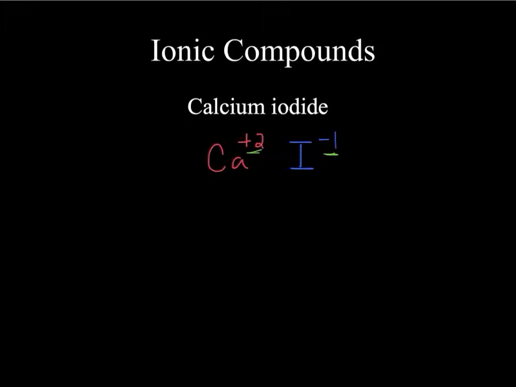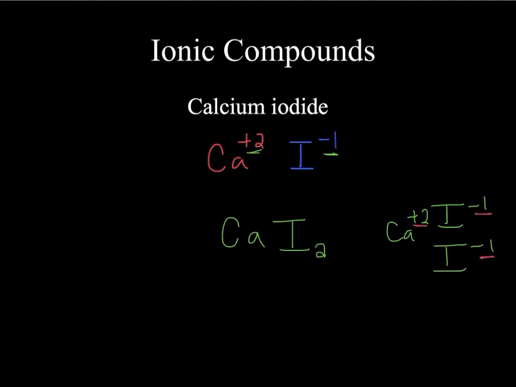So, instead, if I have one calcium, I'm going to need 2 iodides, indicated by a subscript 2, to cancel out with my +2 oxidation state. So here, each iodide has a -1 oxidation state. My calcium has a +2, and this +2 cancels out with the two -1s.